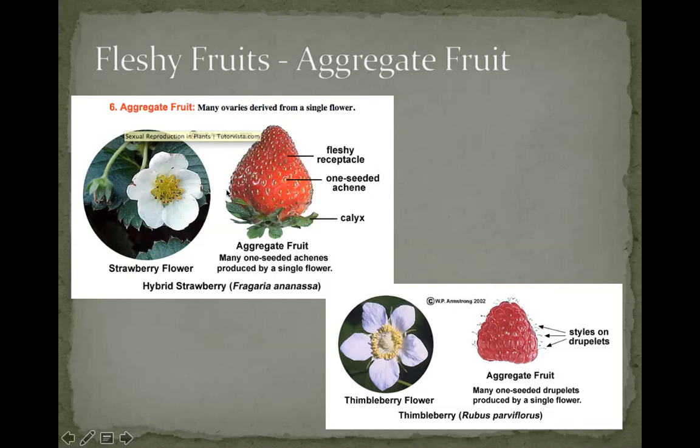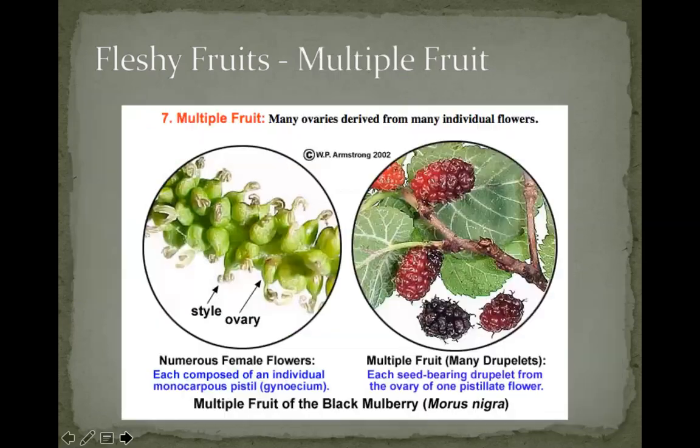So that is what a strawberry is. It is an aggregate fruit. And then raspberries, I believe this is actually thimbleberry, but they are also aggregate fruits as well. The only berry that's actually a true berry is blueberries.